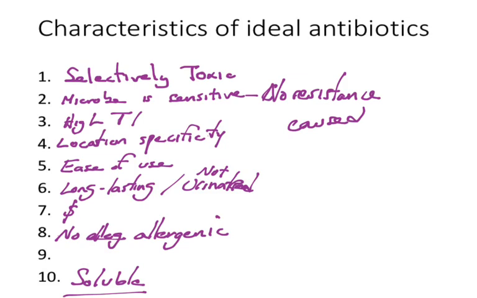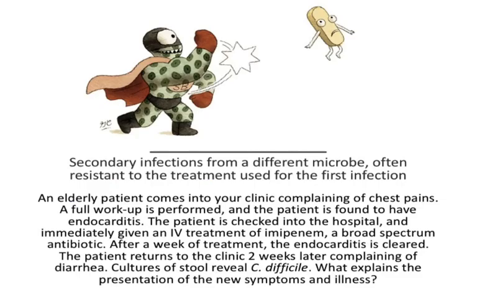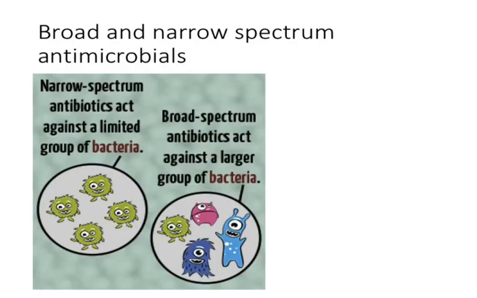I'm going to leave you with one note to think about for class on Monday, and that is this idea again of broad and narrow spectrum antibiotics. Narrow spectrum is against a small group, broad spectrum against a large group. This becomes a very pertinent topic when we talk about C. diff infections, and really important when we talk about those secondary infections. So we'll pick up with that conversation on Monday.